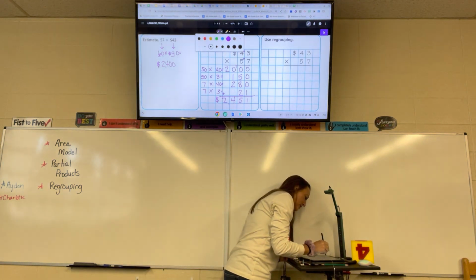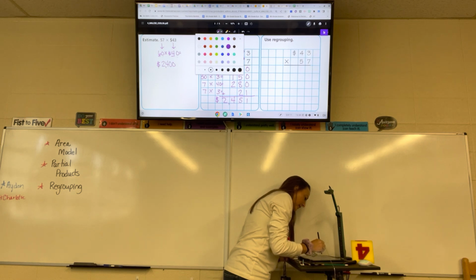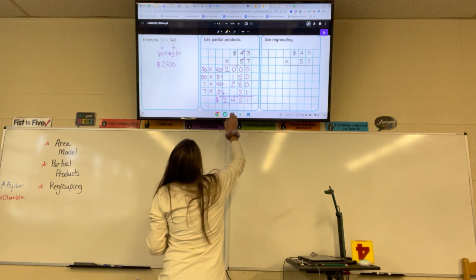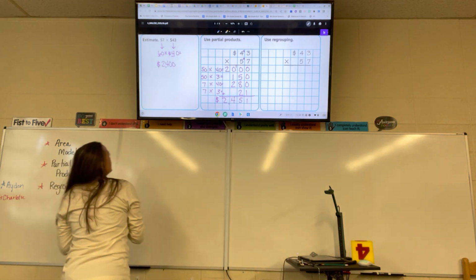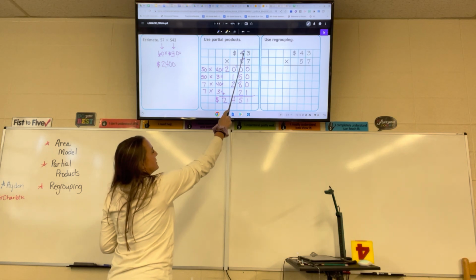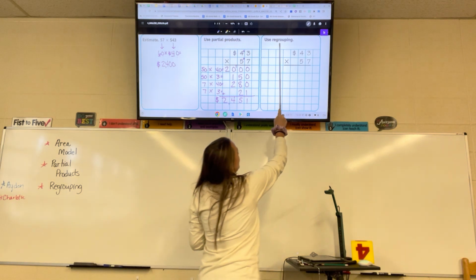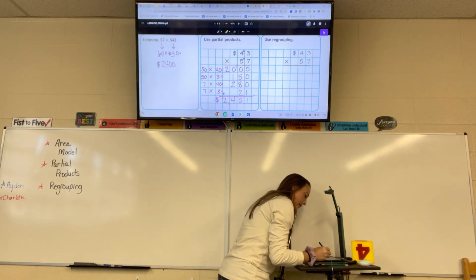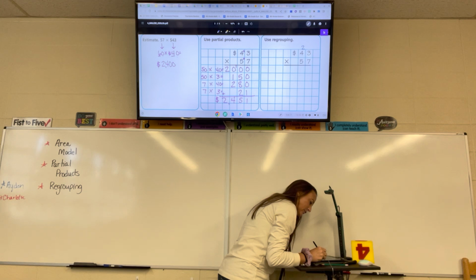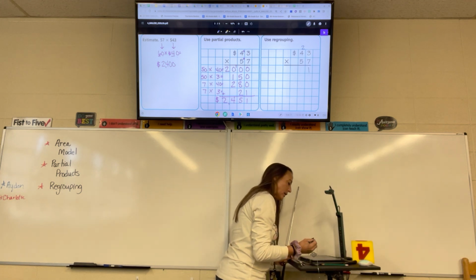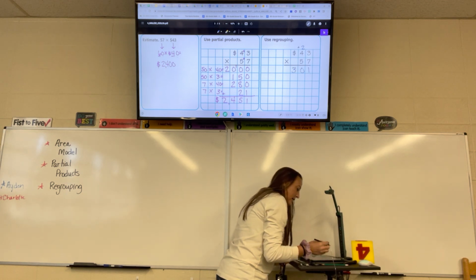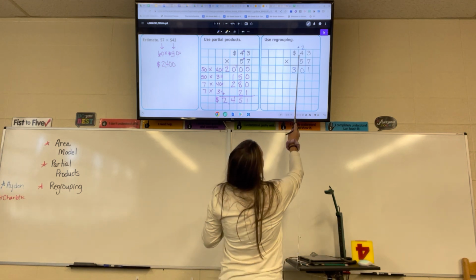Last method we're going to do is the regrouping. Okay, so on partial products, we start with the tens place, the two numbers we added zeros to. Opposite on regrouping, we start with 7 times 3. 21. We carry the 2, put down the 1. Then 7 times 4. 28 plus 2 is going to be 30. Nice job, Aiden. Okay, now we're done with 43 times 7.